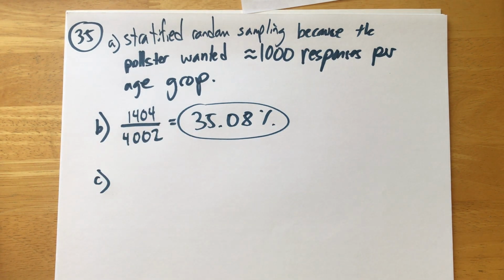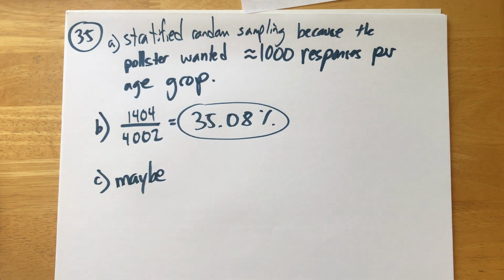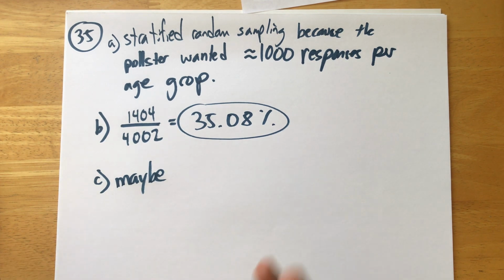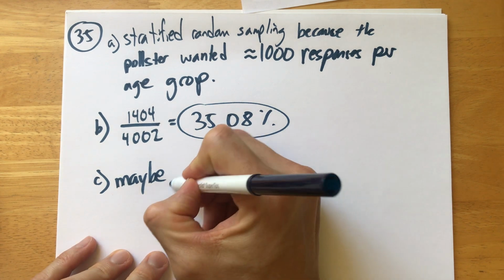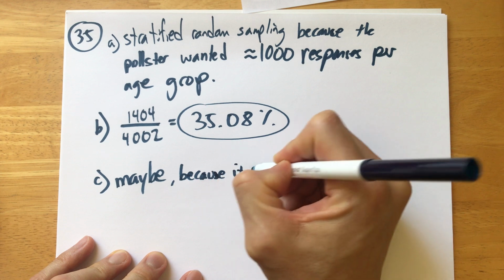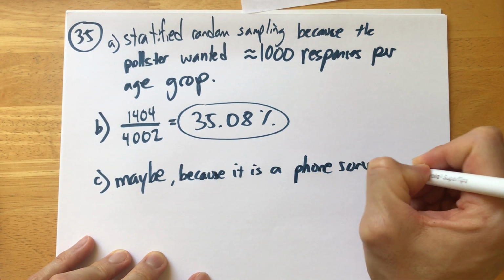Question C, do you think it's a good estimate of the percentage of voters in the United States who are registered Democrats? Why or why not? You know, this is another maybe question. You could argue either way. Again, if you write yes or no or maybe, that's not what I care about. It's your explanation. Okay, I would say maybe here because it is a phone survey.